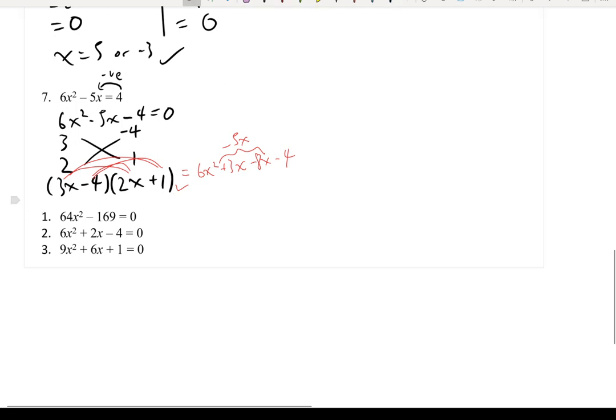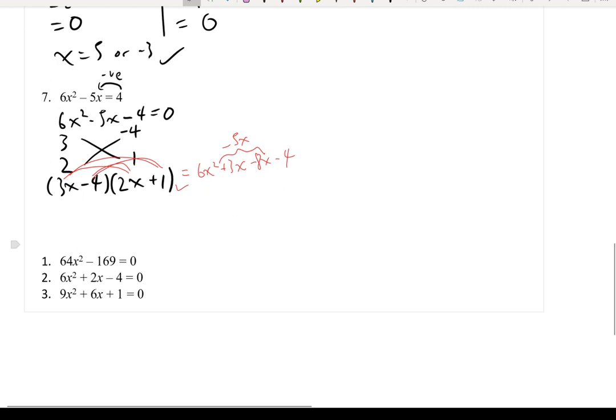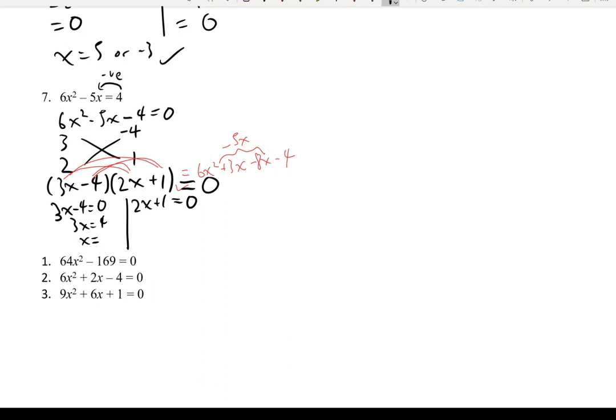So our intermediate step is correct, and then lastly we just got to solve the equation. To solve the equation, you set this whole equation equal to 0. So we have on one side 3x minus 4 equals 0, and on the other side we have 2x plus 1 equals 0. And so this is 3x equals 4, x is equal to 4 over 3. And then you have 2x equals negative 1, x equals negative a half.